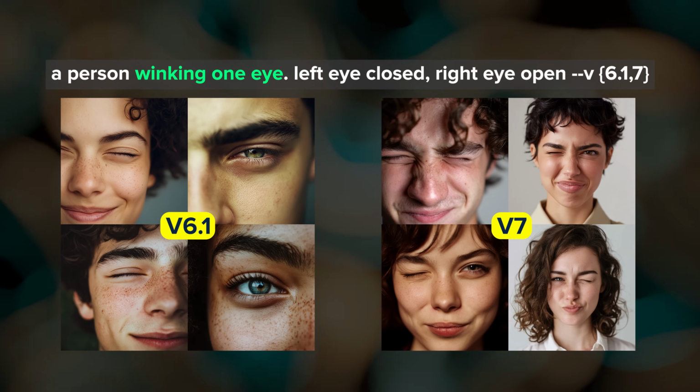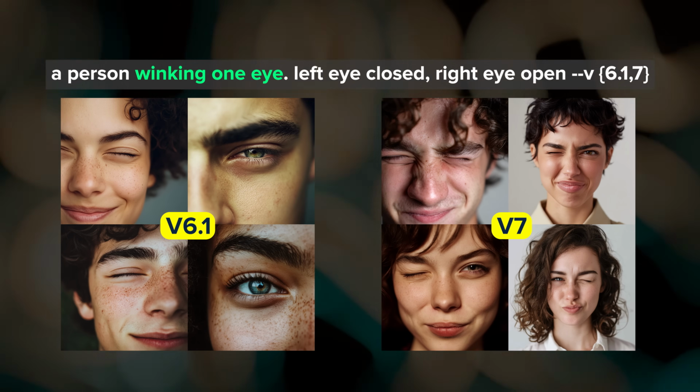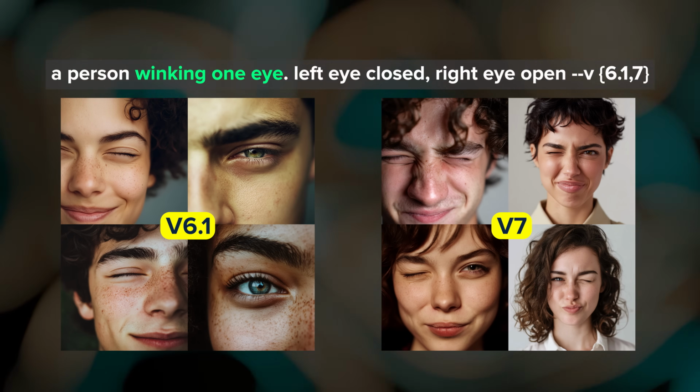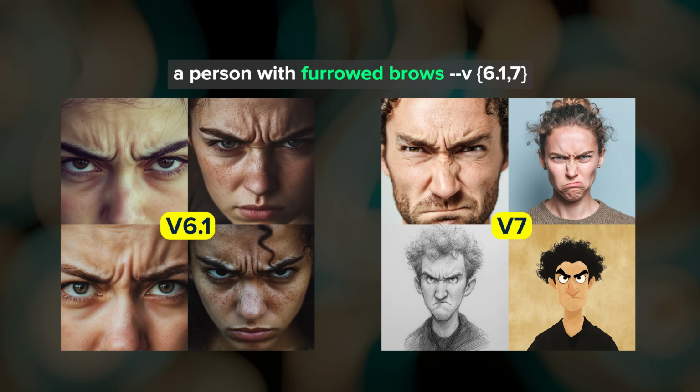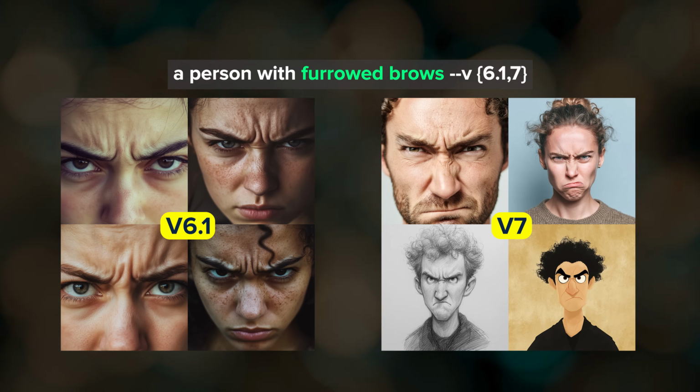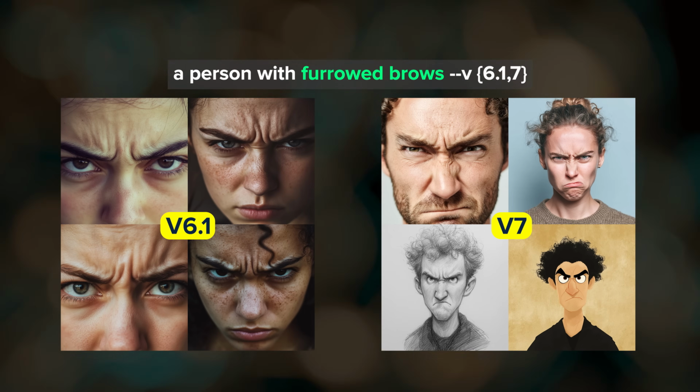I'm also finding that V7 is better with facial expressions. Getting images of a character winking or an image of a person with furrowed brows that isn't completely zoomed in on the brows themselves is also much easier.